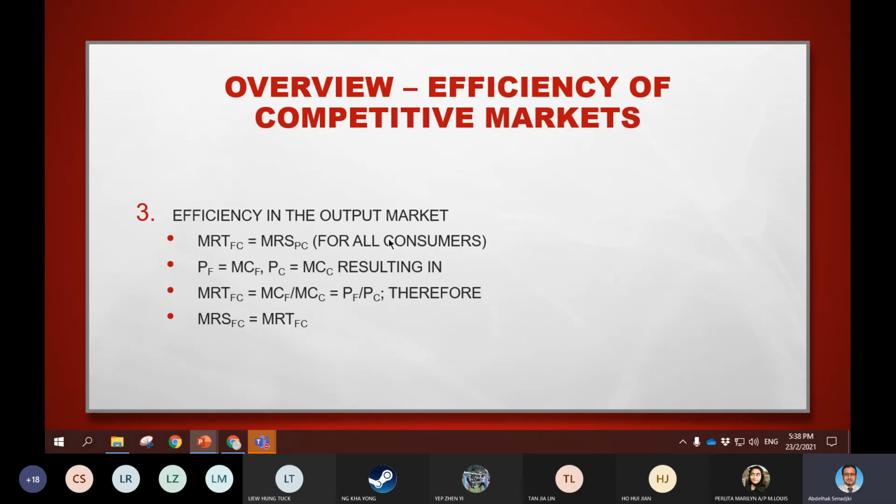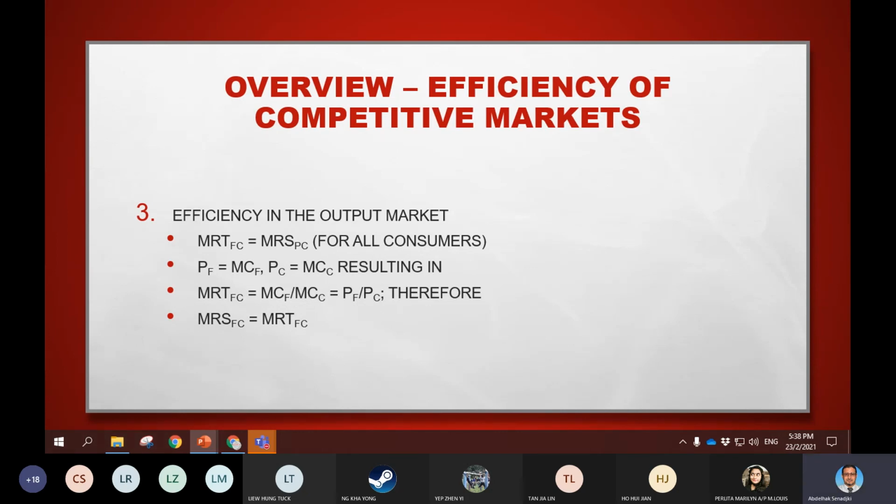This is the first. But also we say a competitive market achieves this efficient outcome because profit maximizing producers increase their output to the point at which the marginal cost equals the price, or we say price of food equals the marginal cost of food and price of clothes equals the marginal cost of clothes. And this results in the marginal rate of transformation for food and clothes equaling the marginal cost of food divided by the marginal cost of clothes and equaling the price of food divided by the price of clothes.